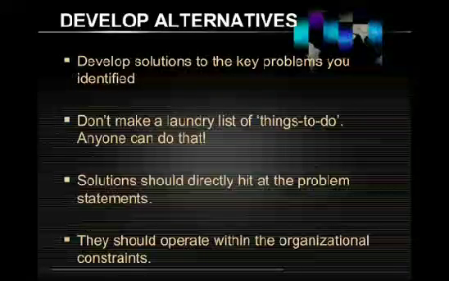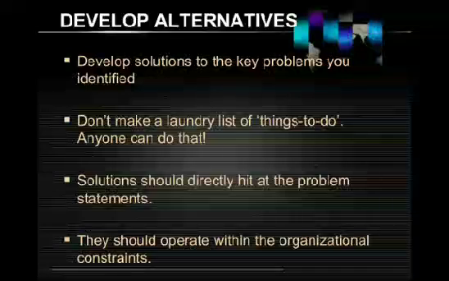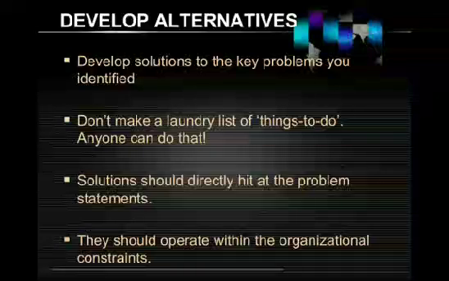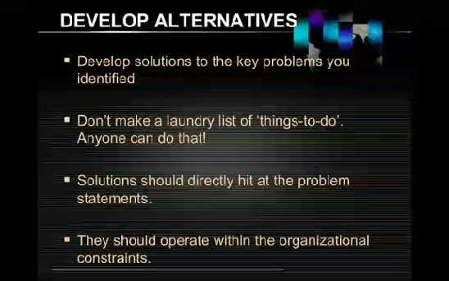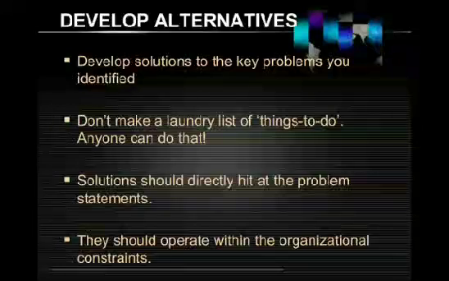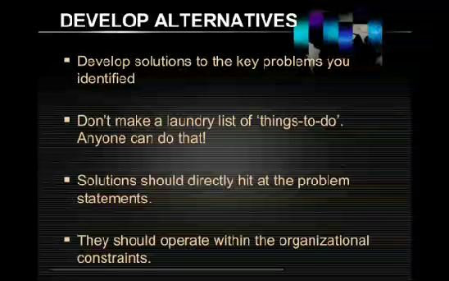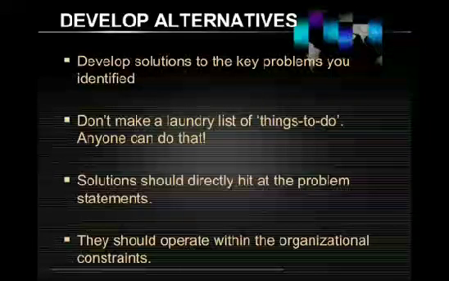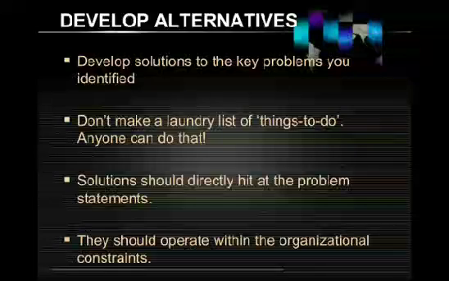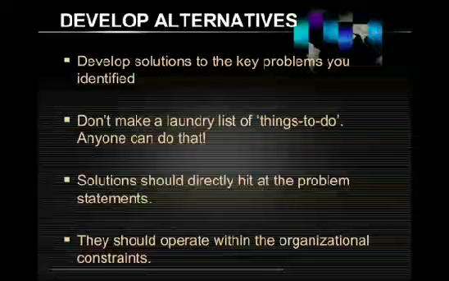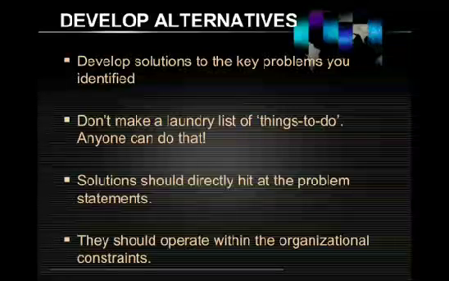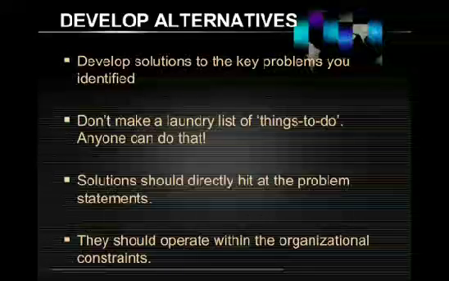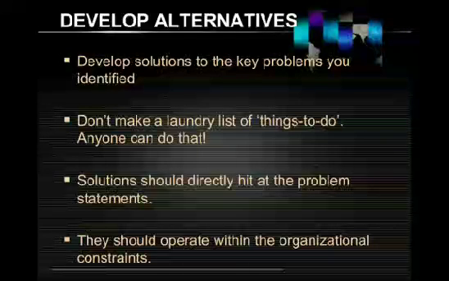Once you're done with all this, now you start developing the alternatives, right? So you have identified the problem statements, and based on the data, you actually start developing solutions to the key problems. Now, one key thing to keep in mind is that the worst thing you can do is make a laundry list of things to do. Anyone can do that, right? Because I can give you 1,000 solutions as to how to make your life better. But that's not the point. The point is your solutions and recommendations, number one, should directly hit at the priority problems facing the company, right?